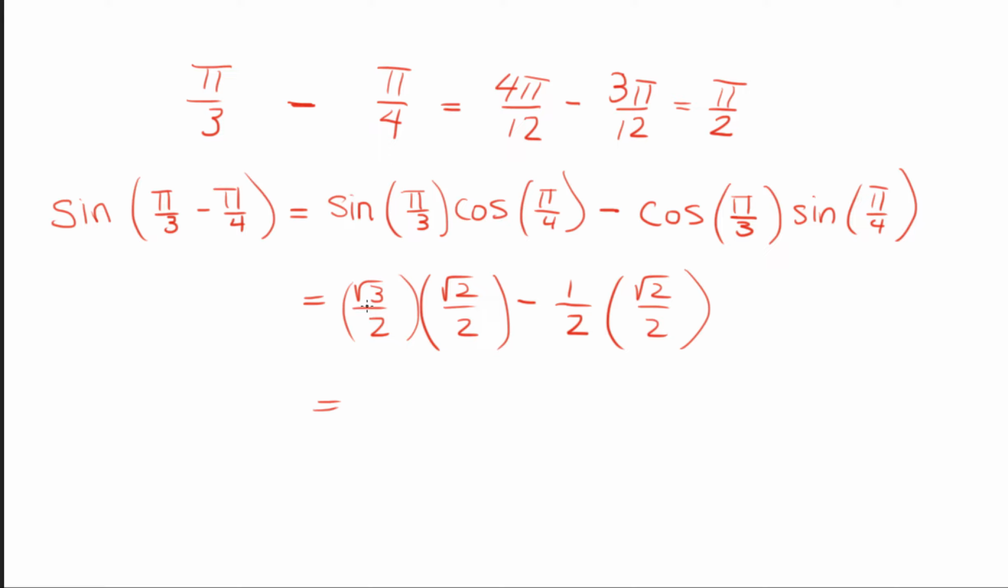Which gives me, well, square root of 3 times square root of 2 is square root of 6. And 2 times 2 is 4. Minus square root of 2 over 4. Since we have a common denominator, we can put it in the same denominator. Square root of 6 minus square root of 2 over 4. That will be your answer for that problem.